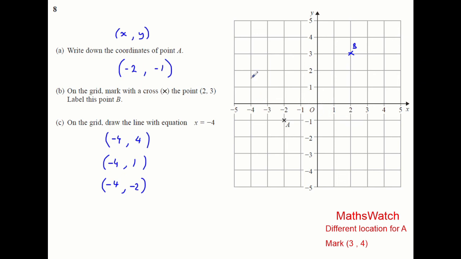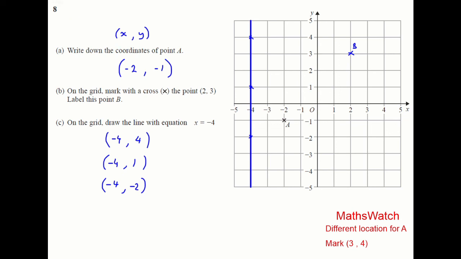So (-4, 4) is there, (-4, 1) is there, (-4, -2) is there. You can see that these are forming a straight line that is going to cut down through the x-axis at the number -4. That's the second way you can imagine these lines looking. If you say x equals -4, that means it's a line that cuts through the x-axis at the number -4.